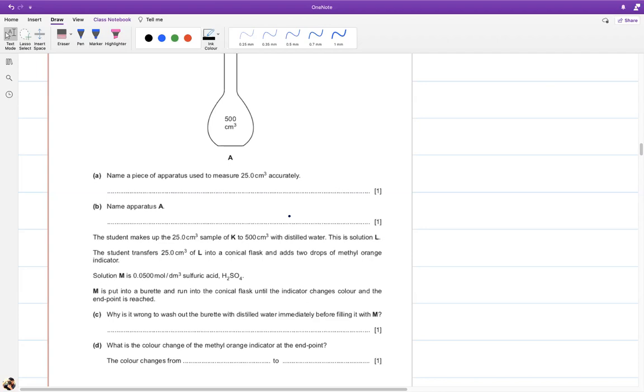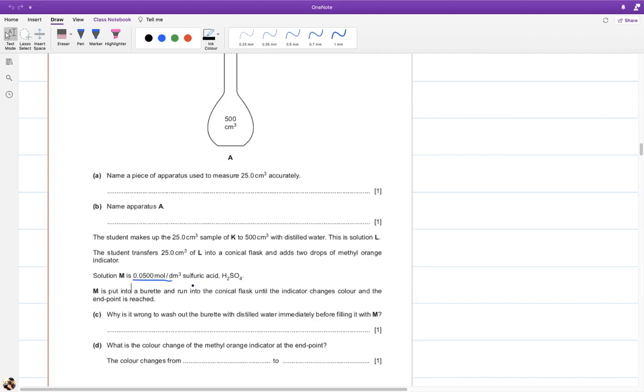In part C, they're saying, why is it wrong to wash out the burette with distilled water immediately before filling it? अब यहाँ पे आप देखो कि ब्यूरेट में हमने क्या ऐड किया है, ब्यूरेट में हमने सल्फ्यूरिक एसिड ऐड किया. And what do we know for sure about sulfuric acid? We know that this is 0.05 mole per dm cube sulfuric acid. And we know it correct to three significant figures.